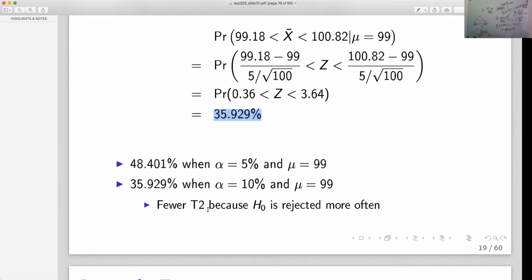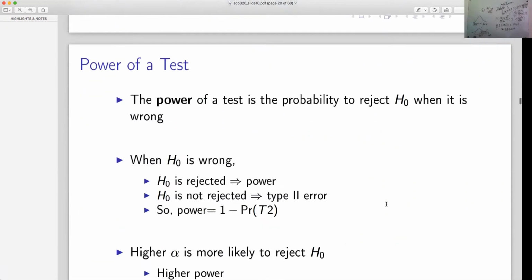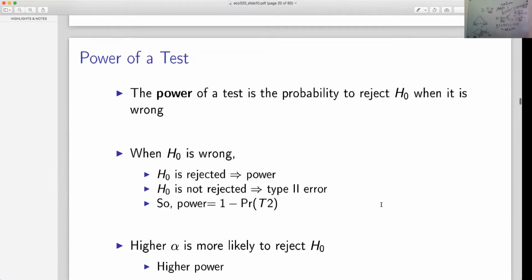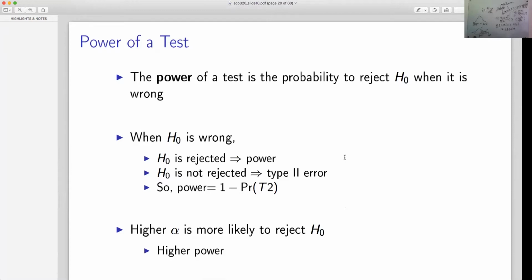That's because the null hypothesis is rejected more often, so the type 2 error is reduced. So that is the relationship: alpha increases, type 2 error decreases, but type 1 error increases. The power of a test is another concept: the probability to reject the null when it's wrong.